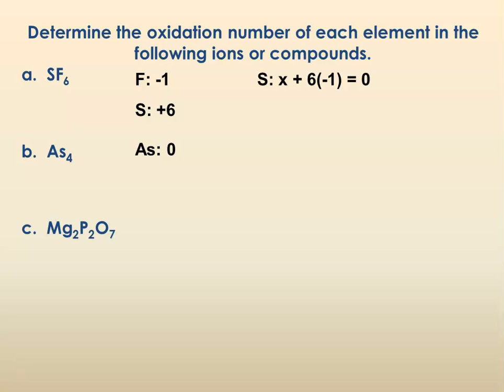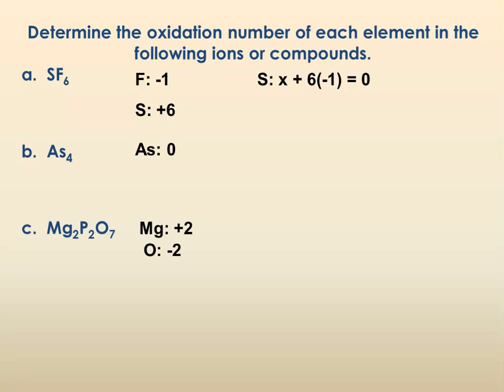In letter C, we've got 3 different elements, and there's only 2 of these 3 that we talked about on the previous slide. We know from the periodic table that this is an ionic compound because we've got magnesium with a polyatomic P2O7. Magnesium is always going to be +2. And we also know that O is -2 unless it's with fluorine or a part of a peroxide, and that is not the case here.